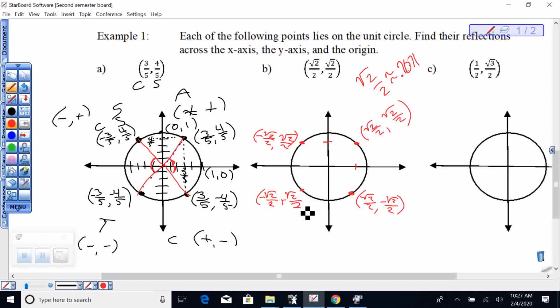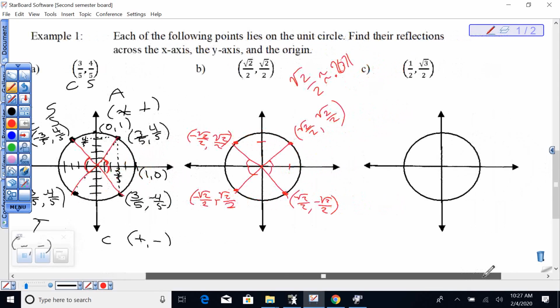And there you go, reflections. Remember, this is pi over 4, or 45 degrees. So these all are reference angles of 45 or pi over 4. We're talking about the reference angles. Remember I told you they make a little bow tie. Okay. All right. Last one.